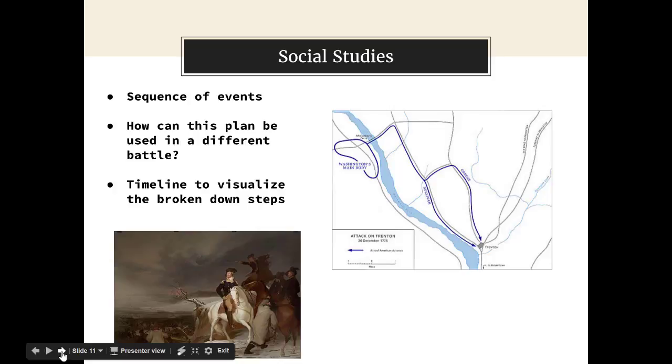Students can dissect the sequence of events of the plan in order to achieve a whole goal of the battle and create a timeline to visualize these steps. Students can take General Washington's strategy and apply to other environments or other battles. Would this plan be successful at the Battle of Monmouth?